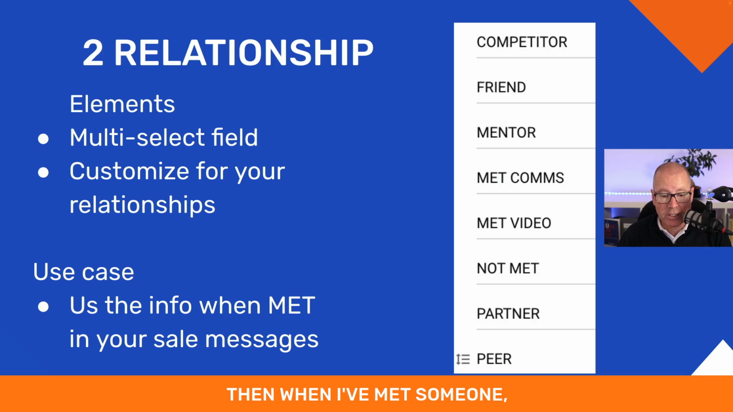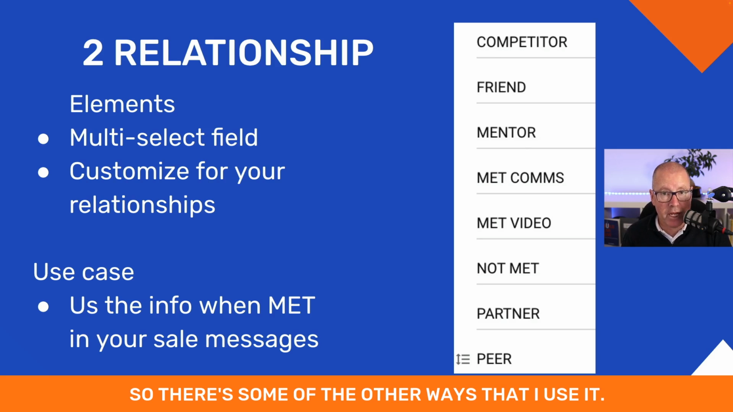And then when I've met someone, I actually mention that in the sales messages. So that's the way that I do it. You can see the ones that I've got there. It's really up to you, but it's an additional field that I have. And what I also do is set once a month to talk to a mentor, so I can just quickly go in and filter for mentors in my contacts, and then I can go through those. So there's some of the other ways that I use it.